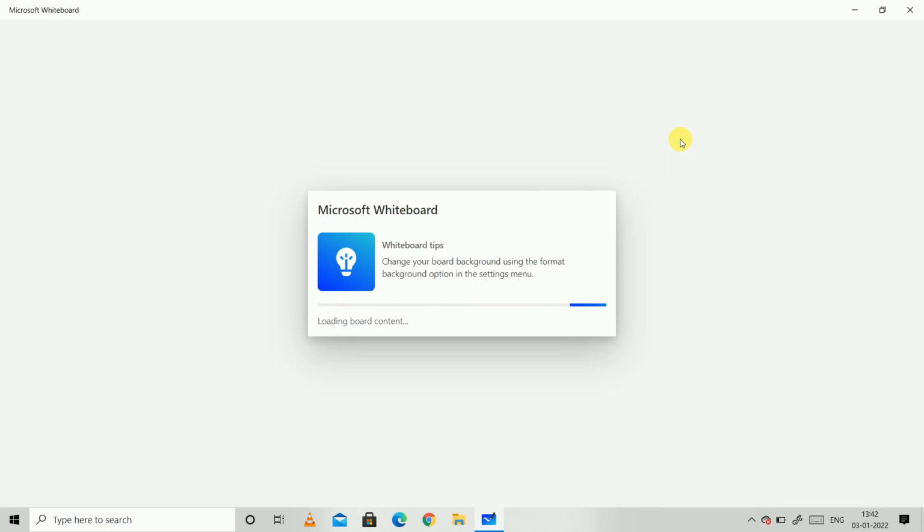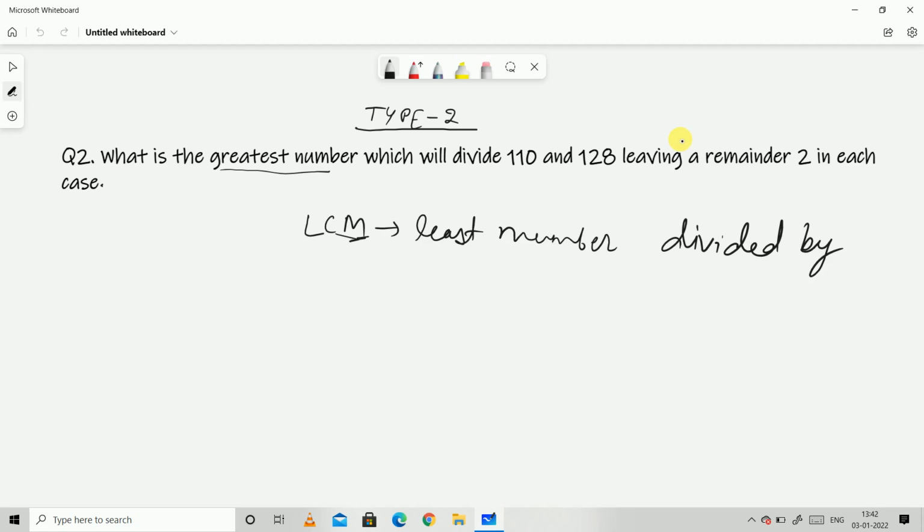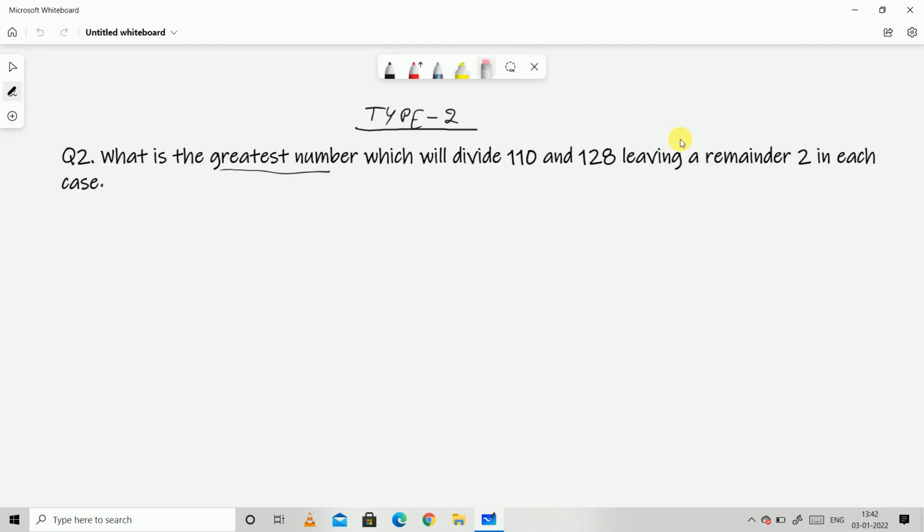Okay, so we have here type 2. In this, it is asking what is the greatest number which will divide 110 and 128, leaving a remainder 2 in each case. Now this type of question we had seen in LCM also, but there it was asking for the least number, because obviously there we were talking about LCM, and LCM is the least number, right?